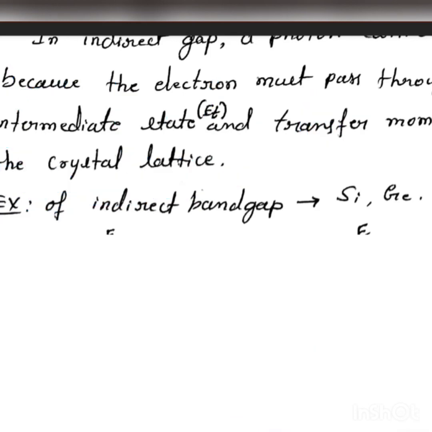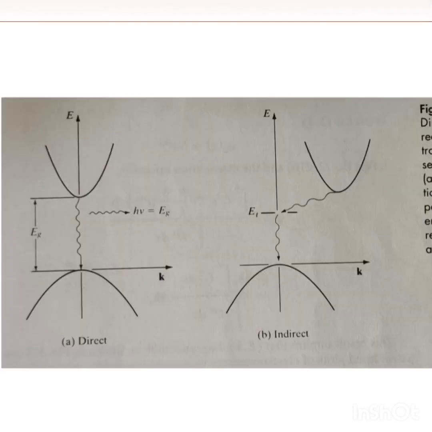The examples for indirect band gap semiconductors are elemental semiconductors like silicon and germanium, and some compound semiconductors also, like silicon carbide.